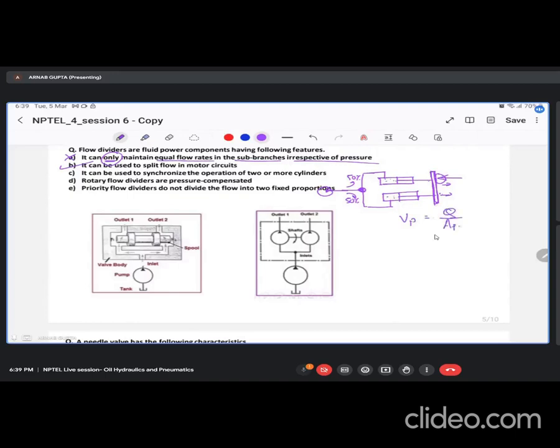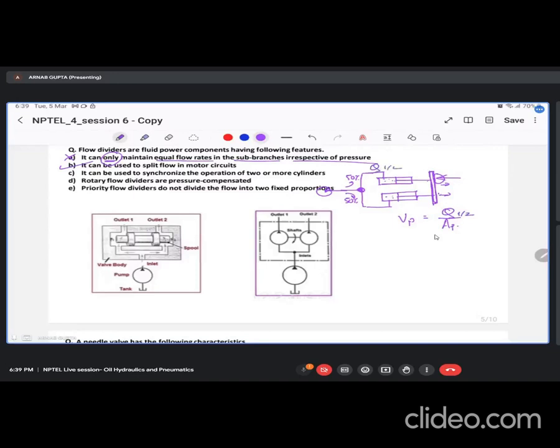If the area of the piston is the same, then I am writing Q/2, because the total Q is halved in both the sub branches. So Vp is (Q/2) by Ap. So it can be used to synchronize the operations of two or more cylinders.